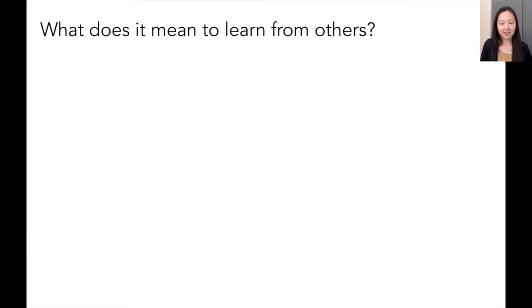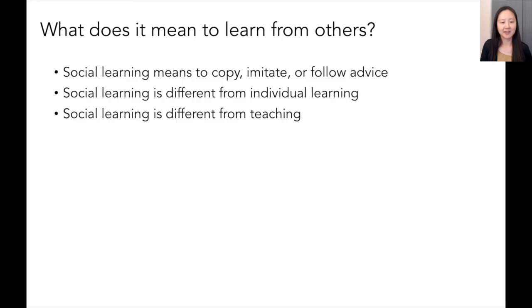However, unfortunately, the way we typically think about social learning tends to be rather limited. We tend to think that social learning means to copy or imitate expert demonstrations or follow others' advice, which sounds very different from individual learning. So we tend to think that individual learning and social learning are two different things, and rely on different mechanisms. We also think social learning is different from teaching. Teaching is what teachers do, and learning is what learners do. They rely on separate kinds of processes.